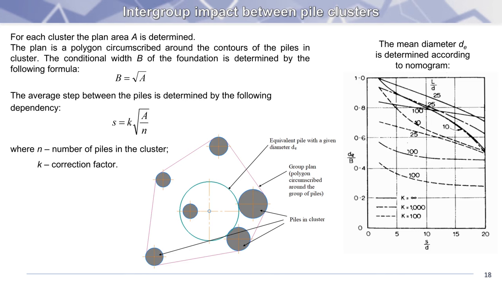The idea is that if we have a lot of pile clusters, we can assume that each cluster works as some equivalent separate pile. By gathering all the piles into one group, we can count them as some cluster of equivalent piles. Based on this, additional settlement caused by influence of other groups shall be calculated for each group. Software package LIRA 10 automatically creates contours of pile clusters, defines equivalent piles, and finds the final additional component of settlement.